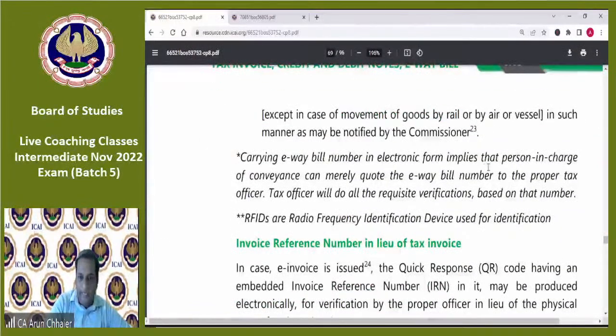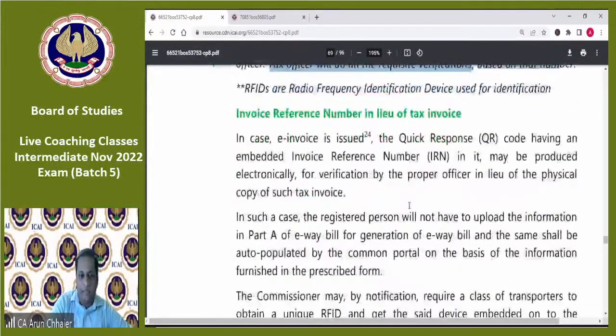Carrying the e-way bill number in electronic form implies that the person in charge of the conveyance can merely quote the e-way bill number to the proper tax officer. The tax officer will do all the requisite verification based on that number. Invoice reference number in lieu of the tax invoice: if e-invoice is applicable, then the QR code having the embedded IRN may be produced electronically for verification. In that case, the physical copy of the tax invoice is not required.